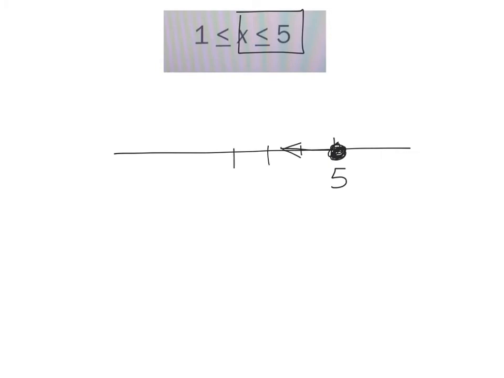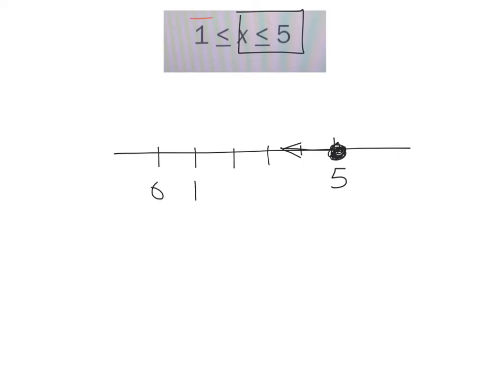So we need to graph this one, and I'm going to do the easiest part first, this part right here. If I'm going to graph that, so here's my 5. I'm going to have a closed circle, and I'm going to be going in this direction. 4, 3, 2, 1, 0. So here's 0, here's 1.